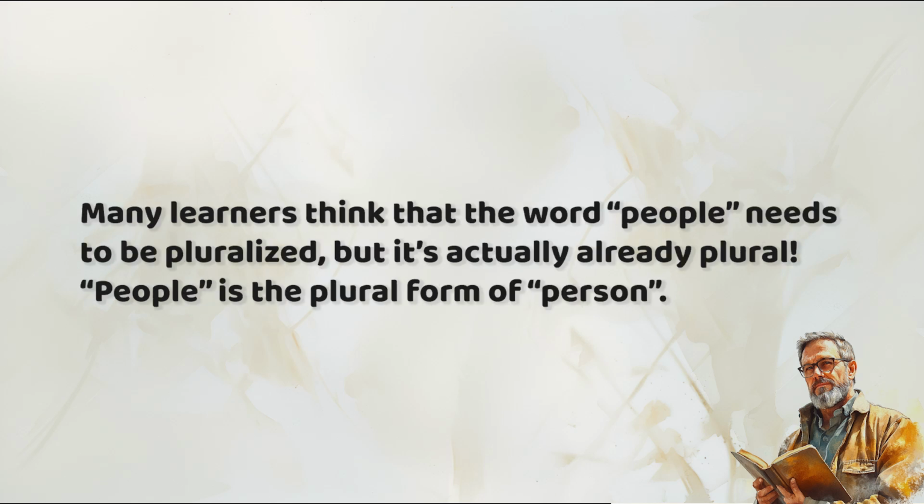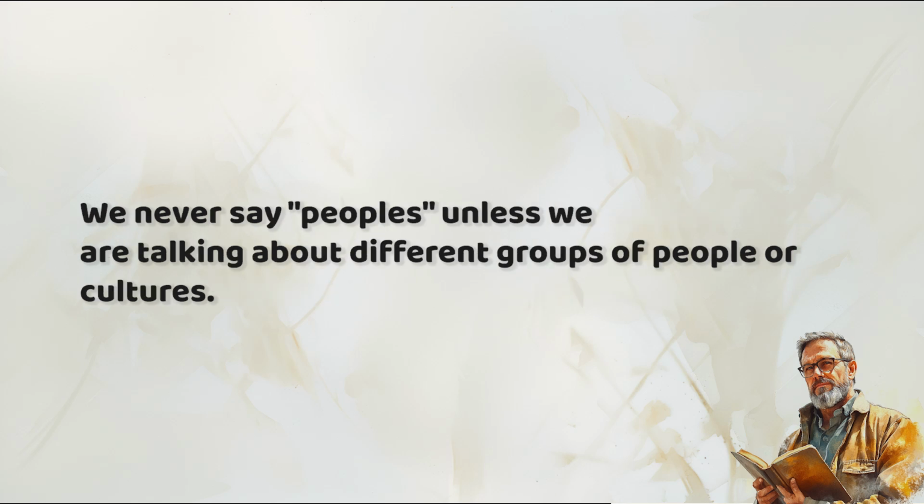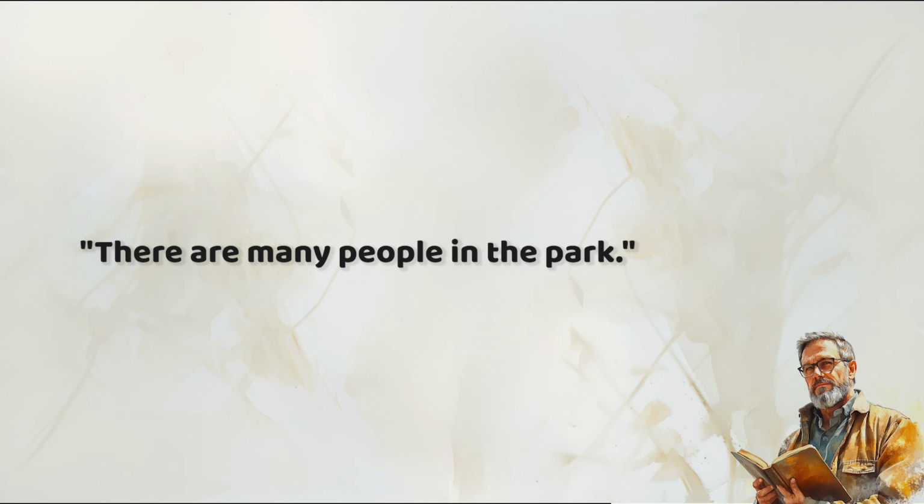Many learners think that the word people needs to be pluralized, but it's actually already plural. People is the plural form of person. We never say peoples, unless we are talking about different groups of people or cultures. Correct sentence. There are many people in the park.